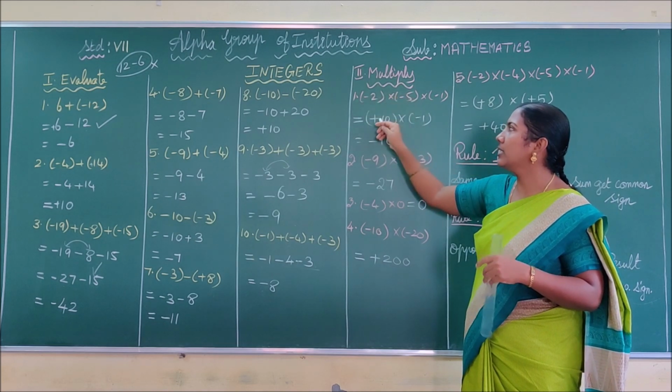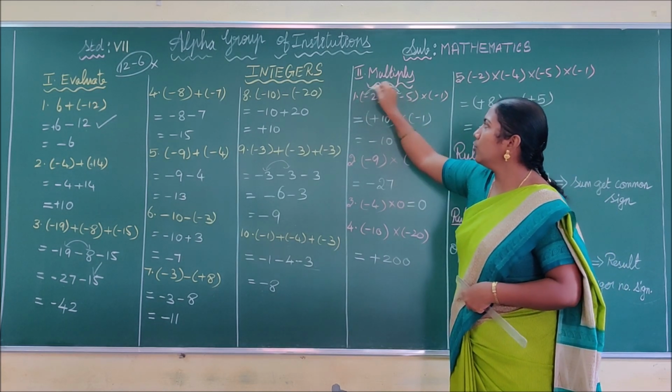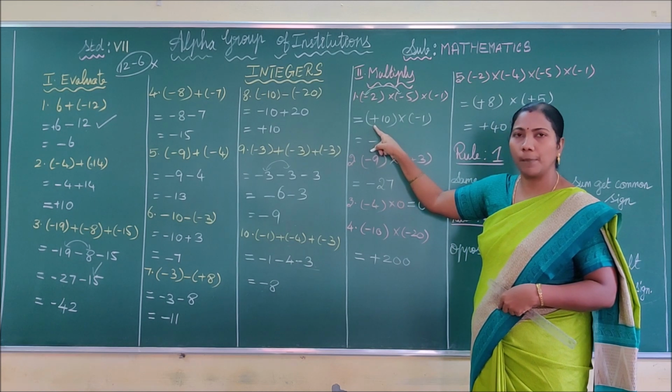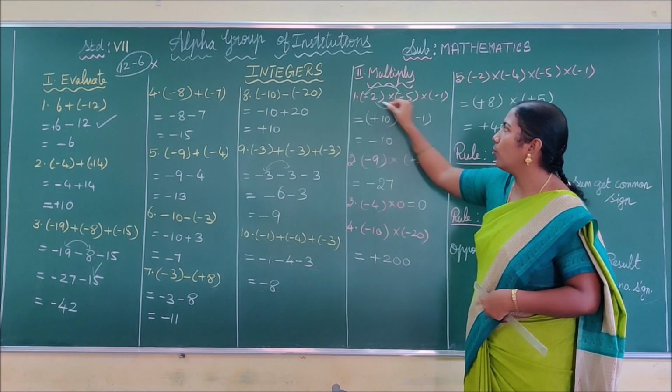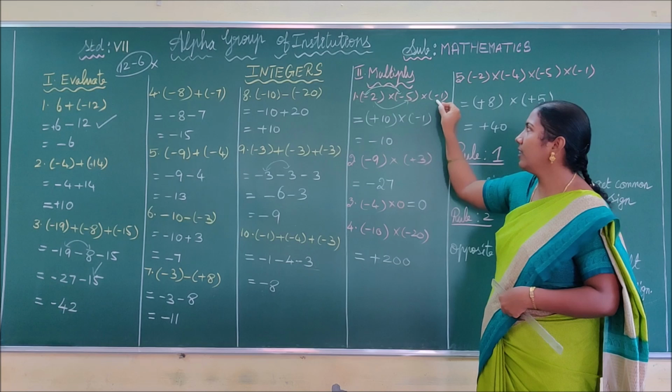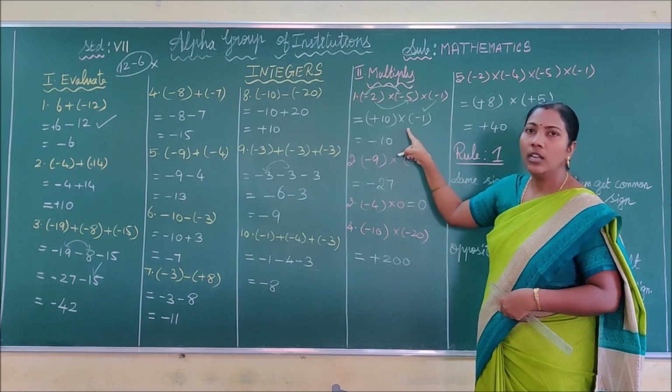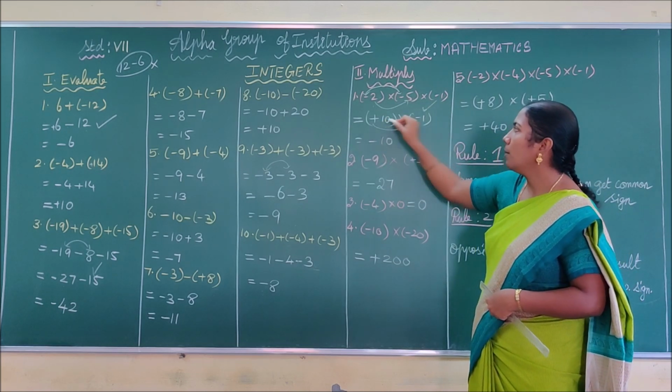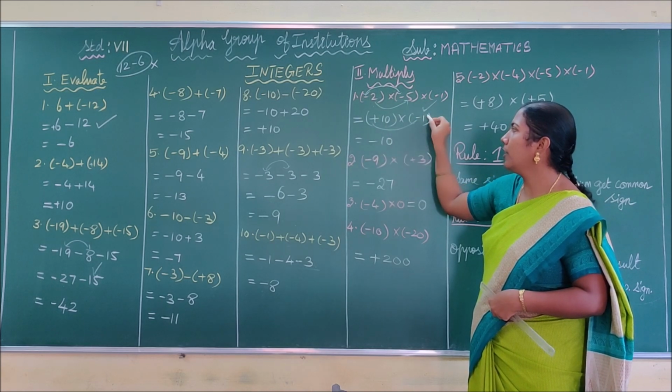Minus into minus, plus. Minus into minus, you get the answer symbol plus, and then next multiply the values. 5 2s are 10. And write the next integer as it is, minus 1. Next we are going to multiply this symbol. Plus into minus, minus. 10 into 1, 10.